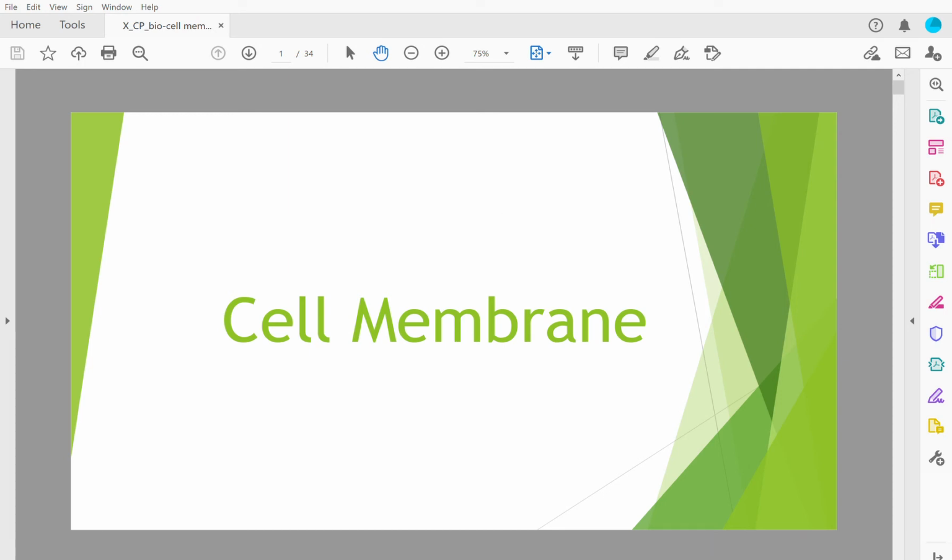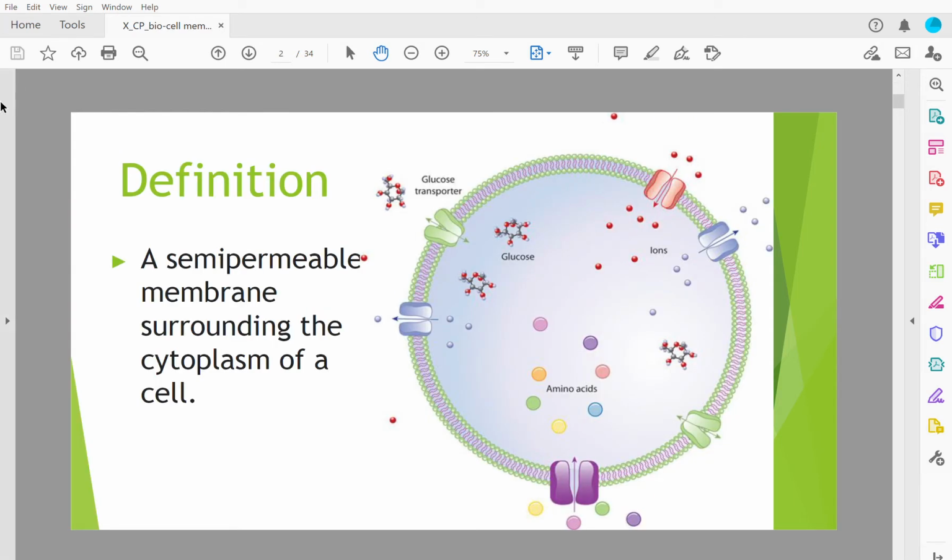Cell membrane and cell transport. We talked about the cell membrane. We talked about how it's semi-permeable, meaning some things can go through. We know that in the cell membrane, where the phospholipid bilayer is, these are proteins embedded to help.